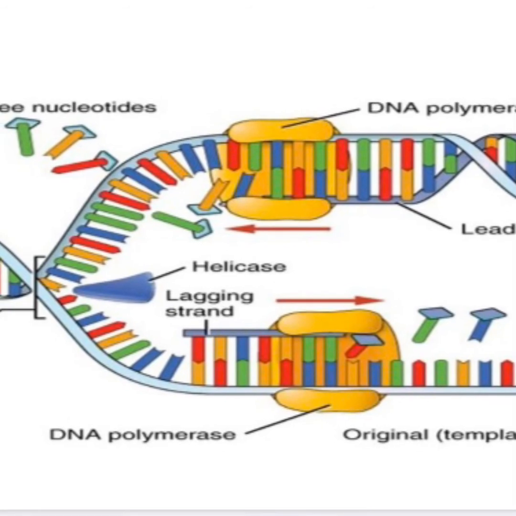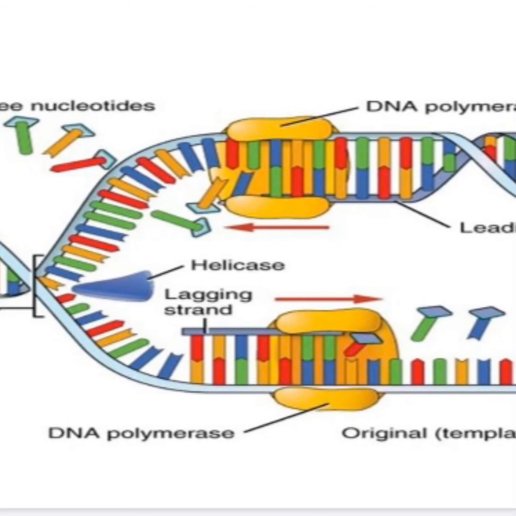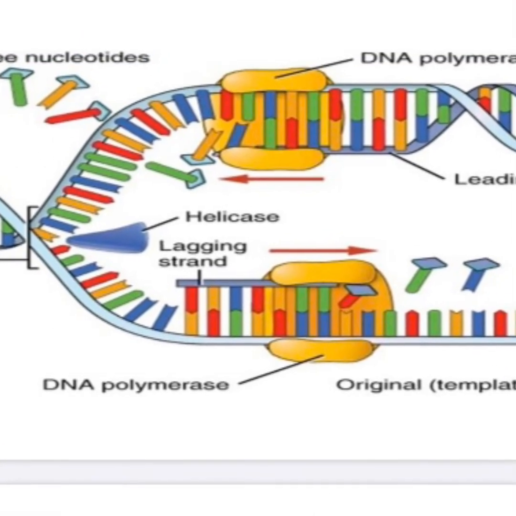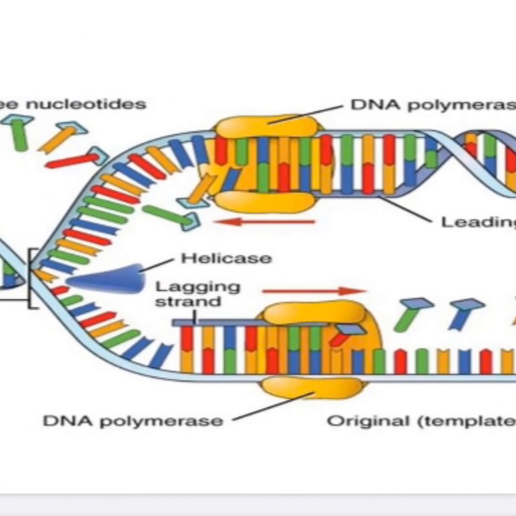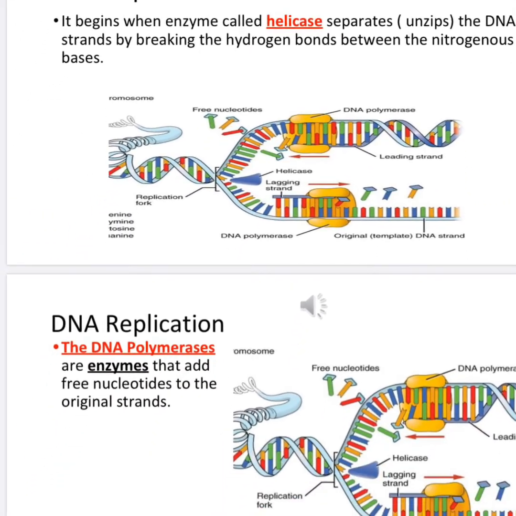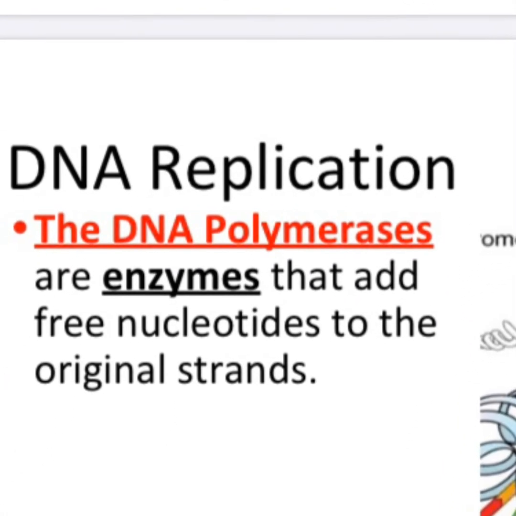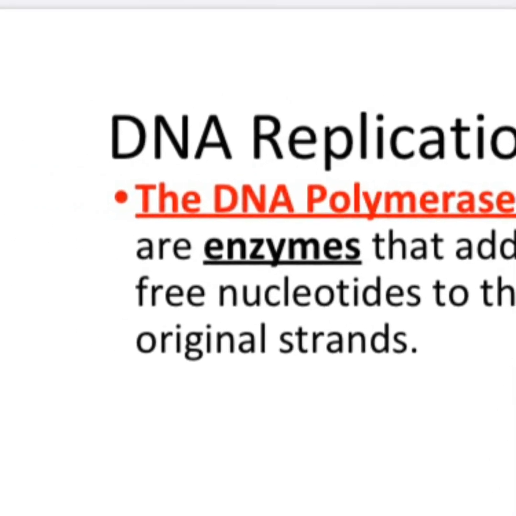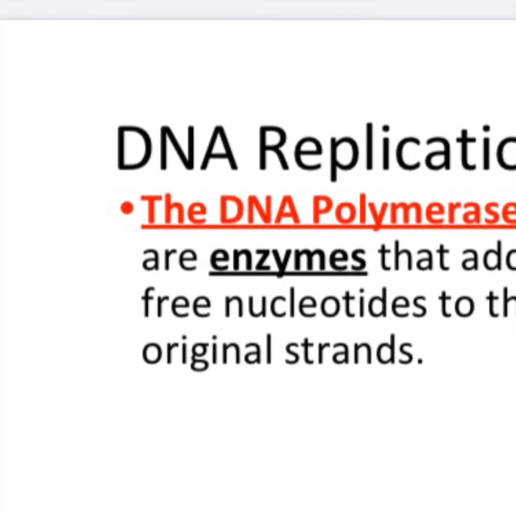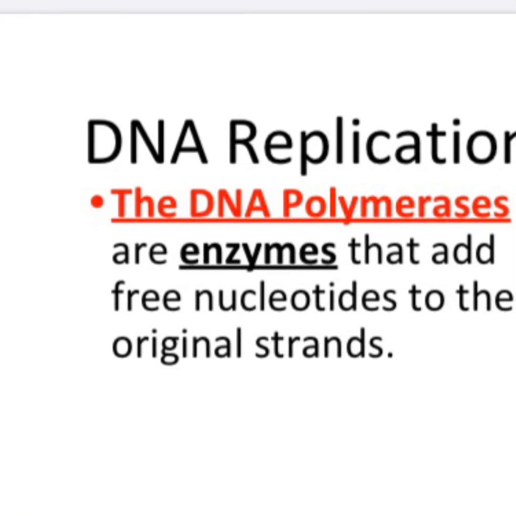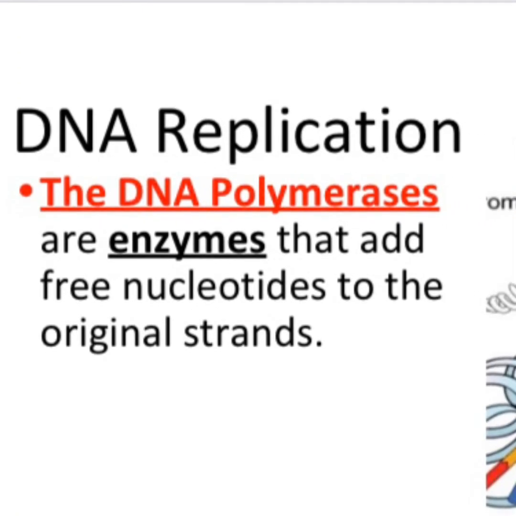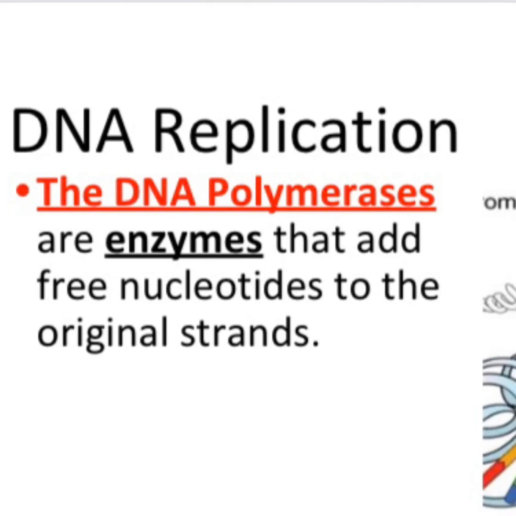We need here an enzyme as a builder, an enzyme to get the free nucleotides and form the new strands. What is the name of this enzyme? The builder enzyme, the DNA polymerase enzyme. DNA polymerase adds free nucleotides to the original strands, and you can say template strands.